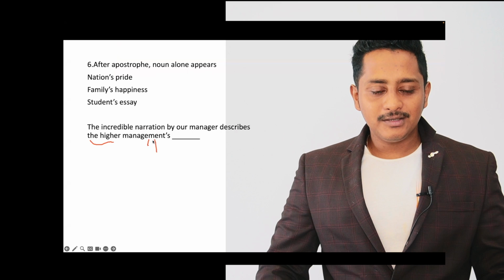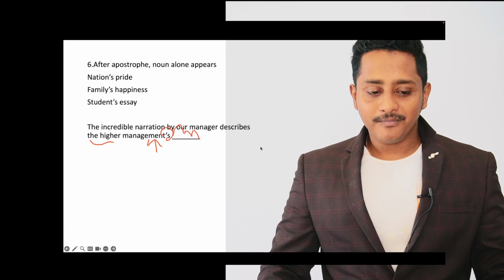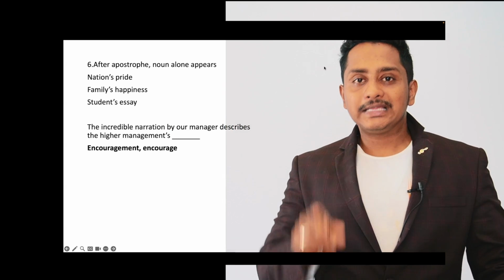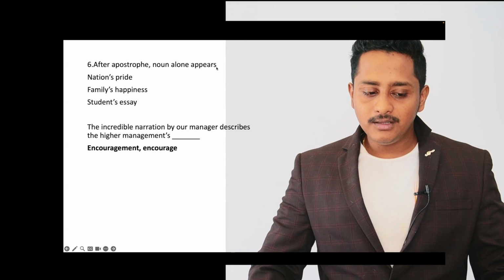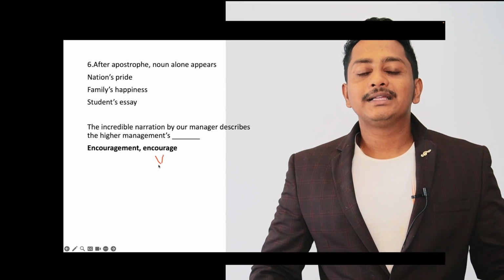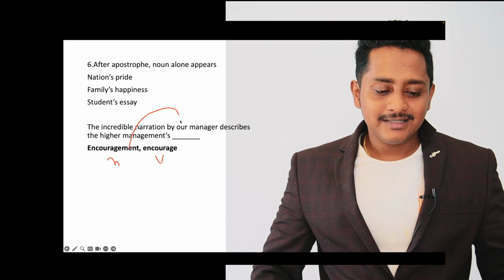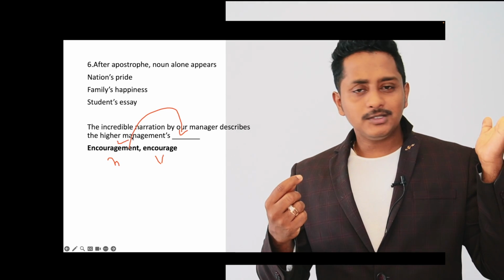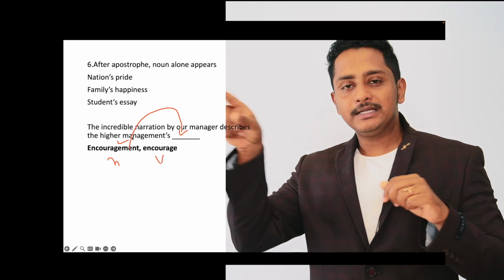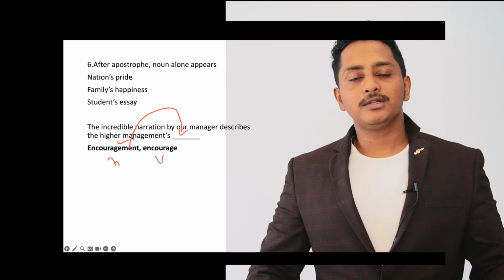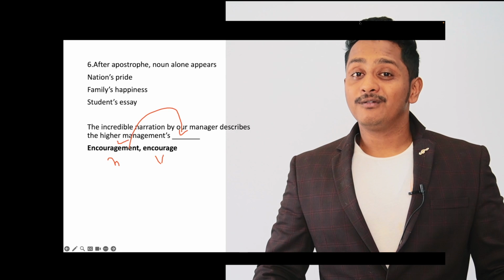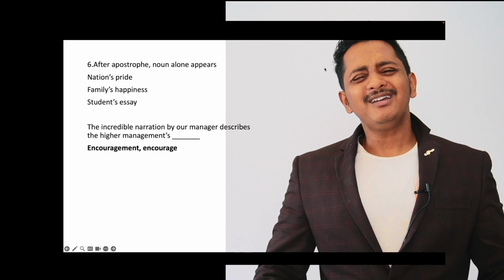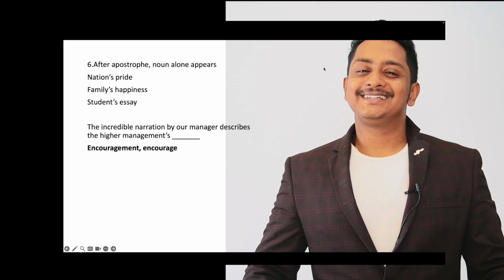The higher management's dash: a noun has to come. Encouragement, encourage. He encourages, they encourage, they eat: this is going to be the verb form. The encouragement. The answer is encouragement. Guys, getting it? We are doing it a bit quicker because we know the techniques. You don't really have to read word by word. You can directly jump to the blank and see if you can solve it using grammar. If not, then it's okay, you come back, but let's take a chance.